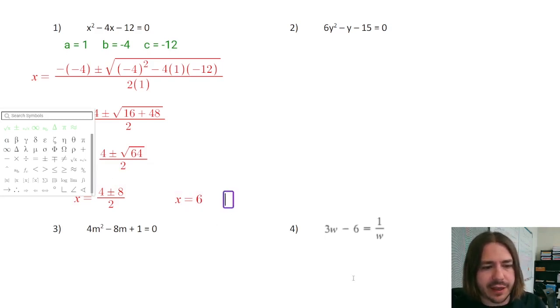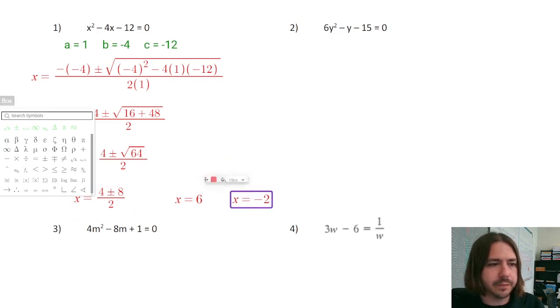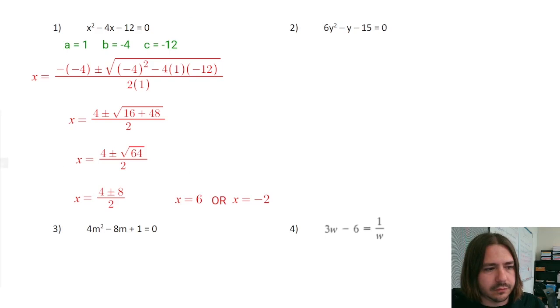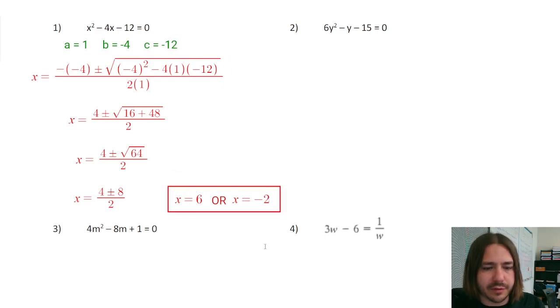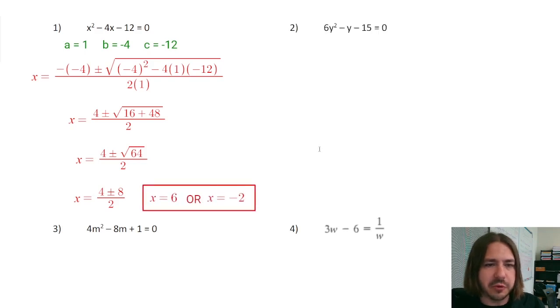And 4 minus 8 is going to be -4. Divided by 2 is going to be -2. So our two solutions here are going to be 6 or -2. There is number 1. Okay. Now, hopefully, from here on out, we can go a little smoother here.